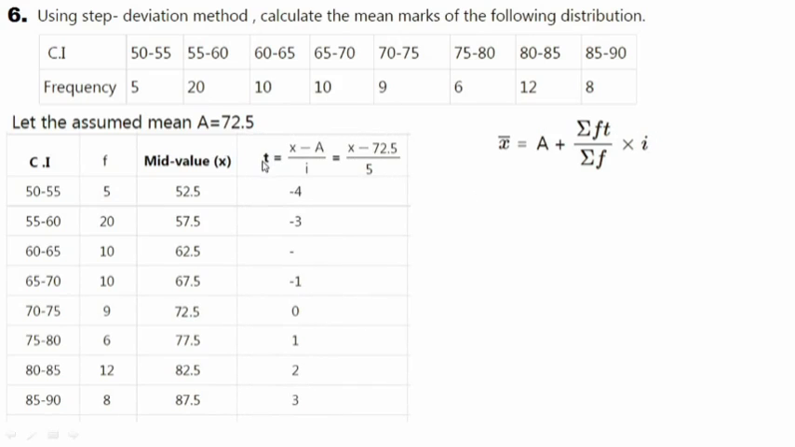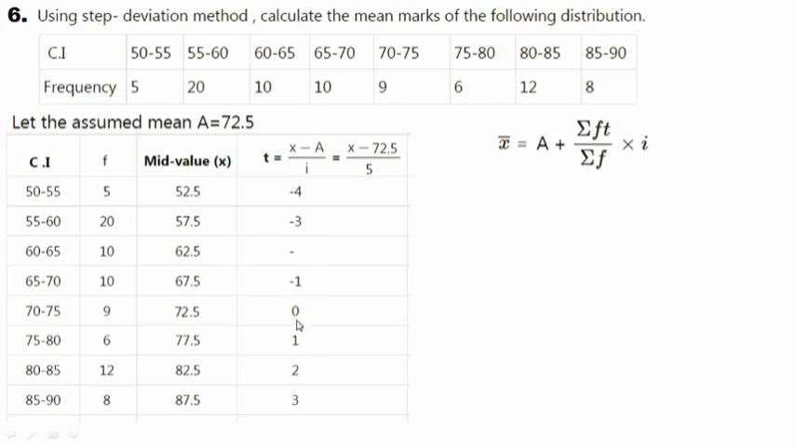So I'll calculate t equals (x minus a) divided by i. That is x minus 72.5, since a is 72.5, divided by i, which is 5. Now let's put the value of x. In the first case, x is 52.5. So 52.5 minus 72.5 is minus 20. Minus 20 divided by 5 will be minus 4. Similarly, calculate all the values for t. Just put the value of x and calculate how much you get.